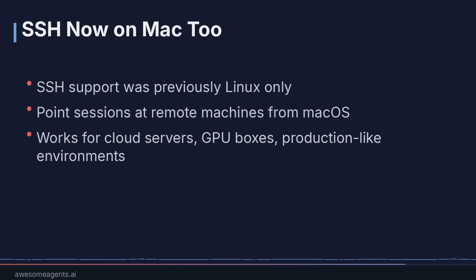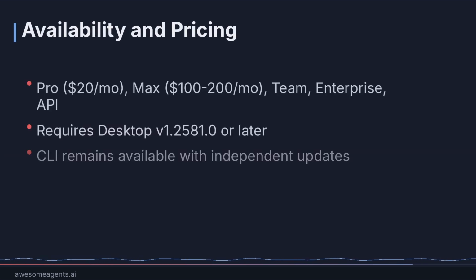So who gets all of this? What's the availability? Pro, Max, Team, Enterprise, and API users. You need desktop version 1.258.1.0 or later. The CLI is still there and getting its own updates separately.